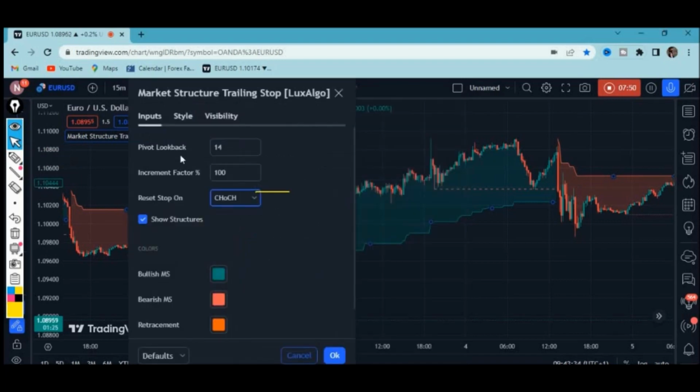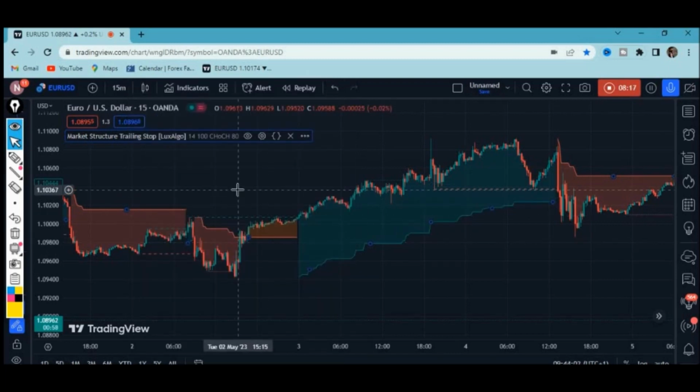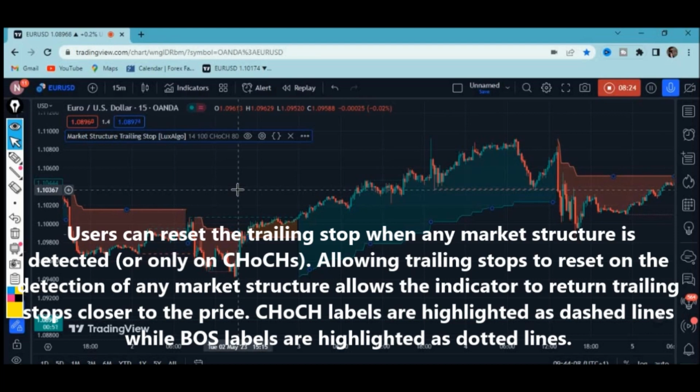So when it comes to reset stop options, you can see right here, you can consider break of structure, or you can consider all. But for now, let's use the change of character so that you can really understand more about this indicator. So that's what you're supposed to understand about the settings. So as I said before, also under settings, you can reset the trailing stop when any market structure is detected, or only change of character.